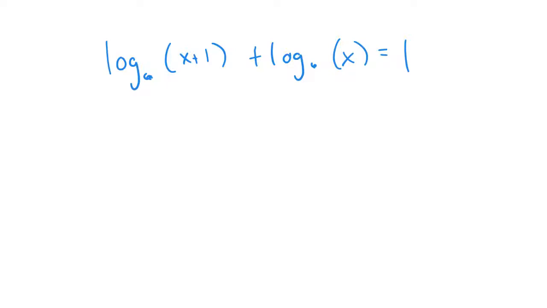But the other answer was what? 2. And if I try 2, that's positive. 2 plus 1 is 3. 3 is positive. We're good. So it's just a check at the end. Can't have a negative argument once you plug in.